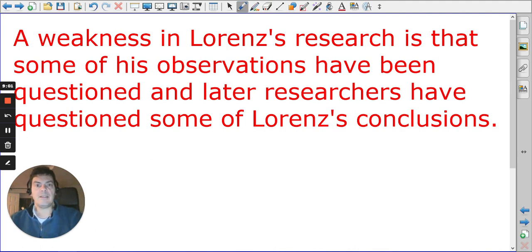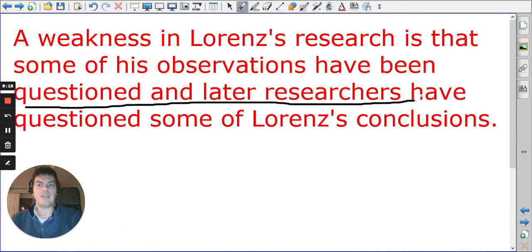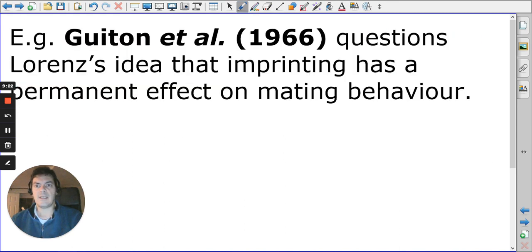We find that Lorenz, being the first person to coin the phrase imprinting and get the importance of the research that he has, we find that some people did question his research much later. In fact, the biggest issue that people had was this idea of sexual imprinting.